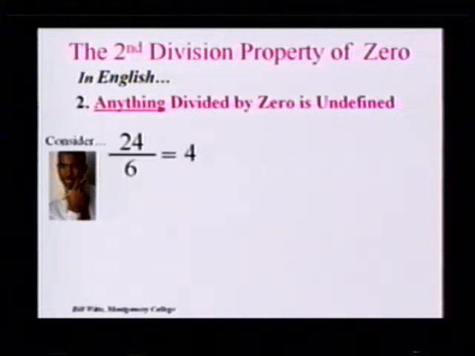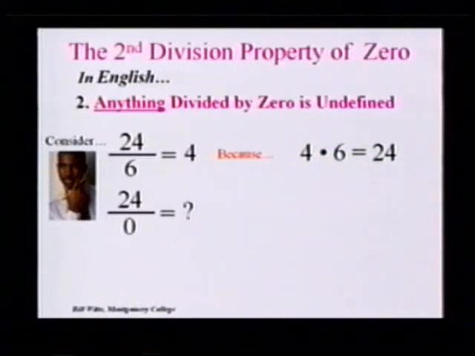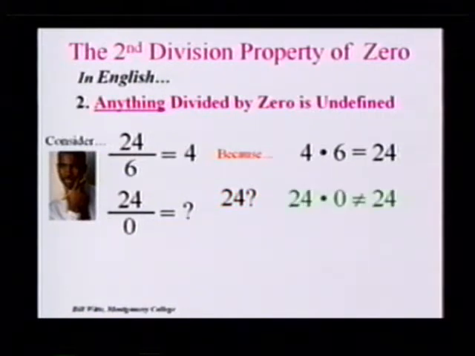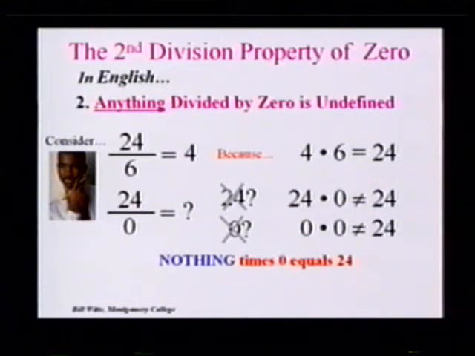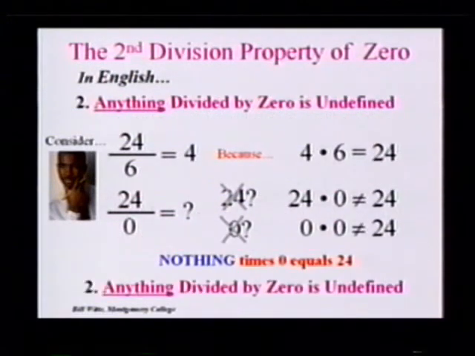24 divided by 6 is 4 because 4 times 6 equals 24. Okay? What's 24 divided by 0? Could it be 24? Wait a minute. No, it can't be because 24 times 0 doesn't equal 24. Could it be 0? Still can't be because 0 times 0 doesn't equal 24. No way. In fact, you can't think of anything times 0 that equals 24. So, consequently, anything divided by 0 is undefined.